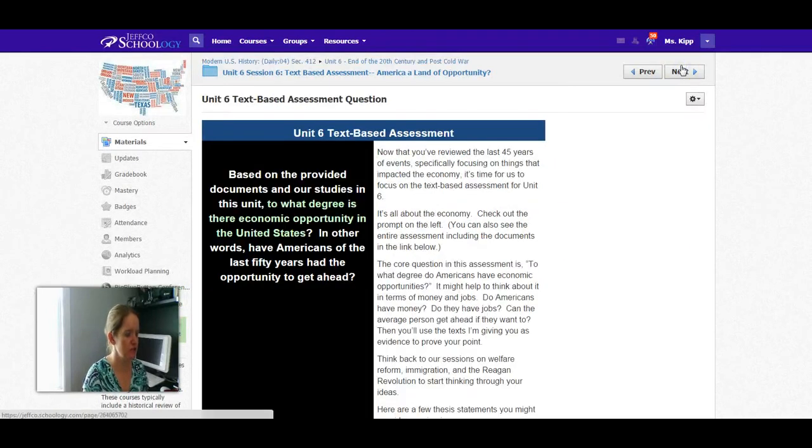Okay, so let's actually look at the prompt for the text-based assessment. I split it up a little bit in this session to help you wrap your brain around better what I'm looking for. We have the Unit 6 text-based assessment, which is right here, based on the provided documents. I'll show you those documents in just a second, and our studies in this unit. To what degree is there economic opportunity in the United States? In other words, have Americans of the last 50 years had the opportunity to get ahead?